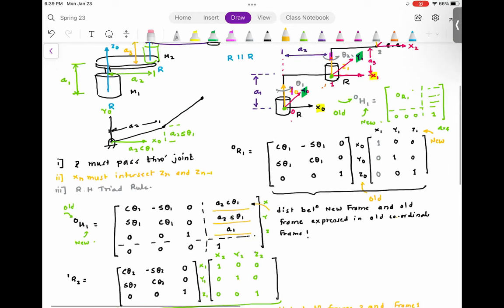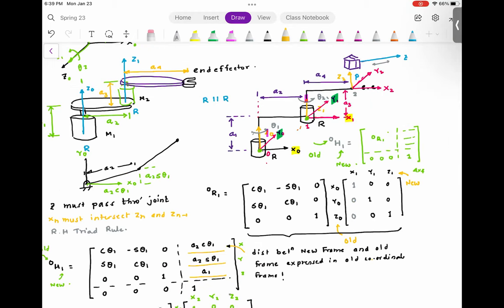So I'm going to go the same way. Please understand, can you see that this distance is A3? This distance A3 is in the same direction as Z2. Z2 is going up, everyone agrees? If I want to go from frame 1 to frame 2, I need to go in the same direction as V1, the distance is A3, and then I need to travel horizontally A4. So A4 cosine theta 2 should be traveled in X1, and A4 sine theta 2 along Y1. Everyone understood this?